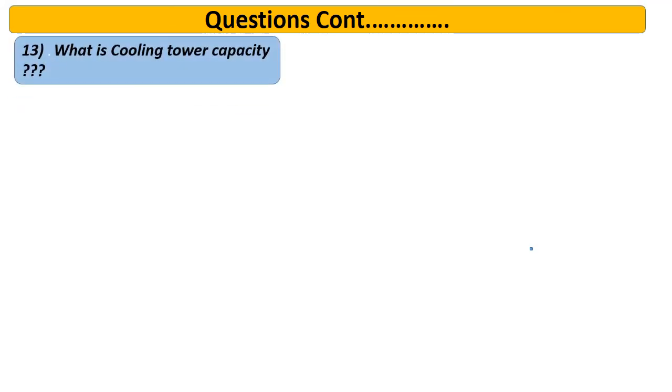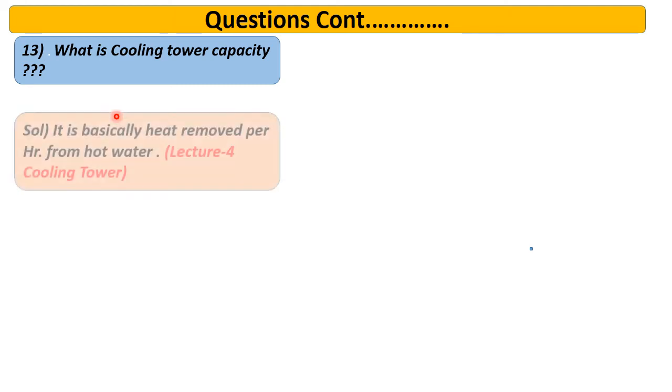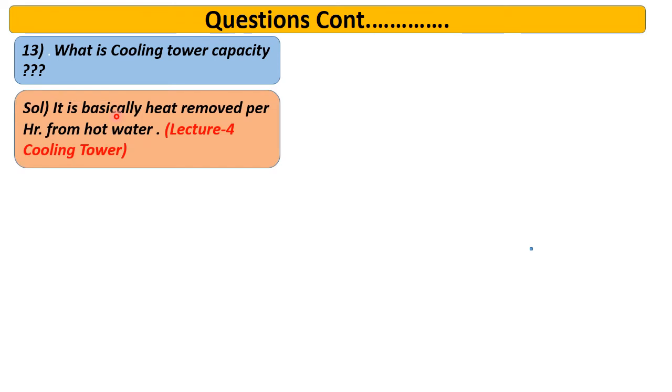Friends, next question is, what is cooling tower capacity? Friends, the capacity of a cooling tower is basically the amount of heat it can remove from the process water. Its units are kilocalorie per hour or ton of refrigeration. It is basically the heat removed per hour from the hot water or the process fluid.